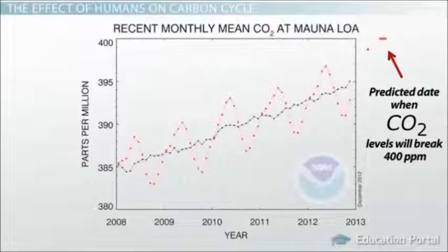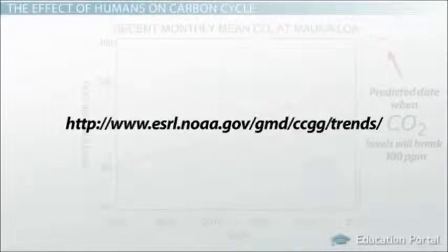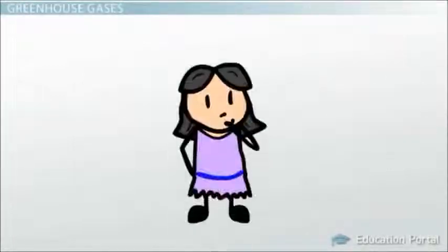To check the accuracy of these predictions, or to just check out the data yourself, you can go to this National Oceanic and Atmospheric Administration website, and you'll see the latest atmospheric CO2 data. So what does this mean? Why should we care that the concentration of carbon dioxide in the atmosphere is steadily increasing each year?